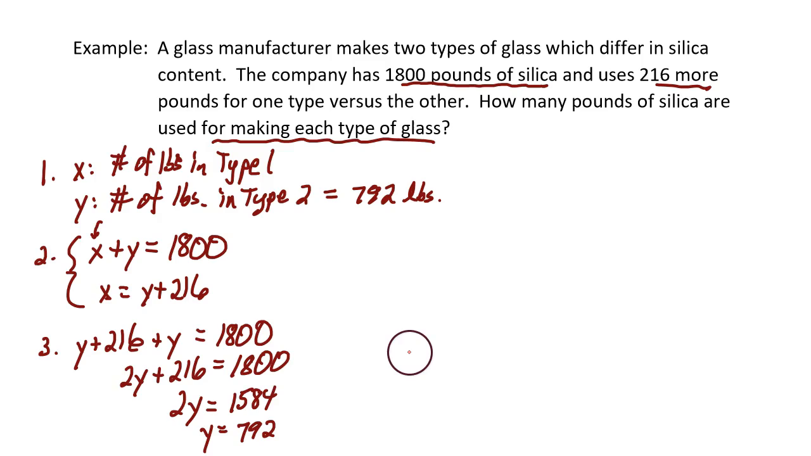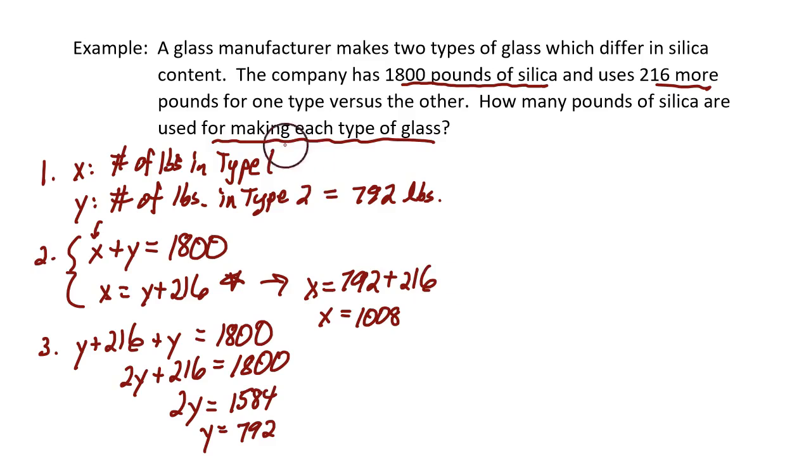Now we need to find the number of pounds in type 1. We had selected the letter X for that. Do you have an equation anywhere that has the letter X alone? We do. It's this one here. So this is the best place to substitute 792. X equals 792 plus 216. X equals 1008. So the number of pounds of silica in the first type of glass is 1008 pounds.